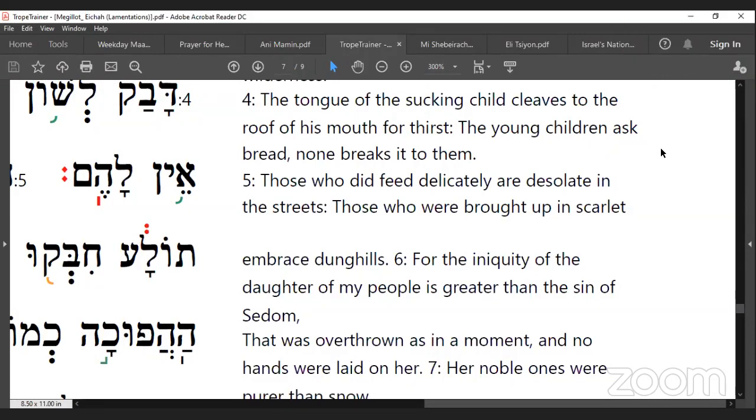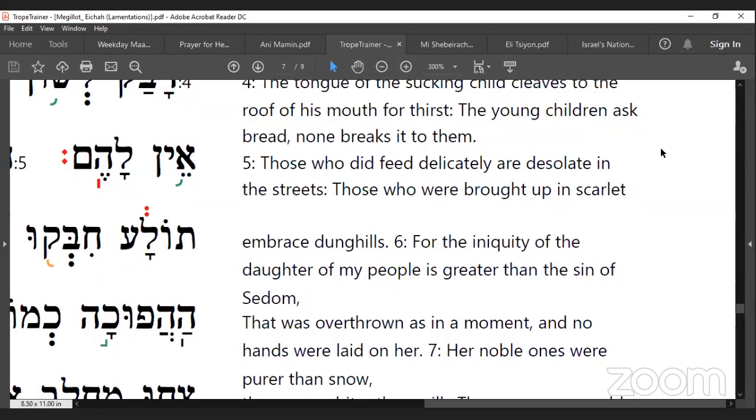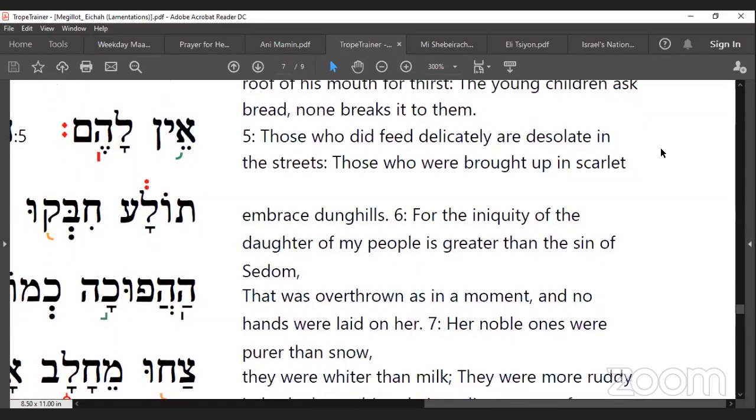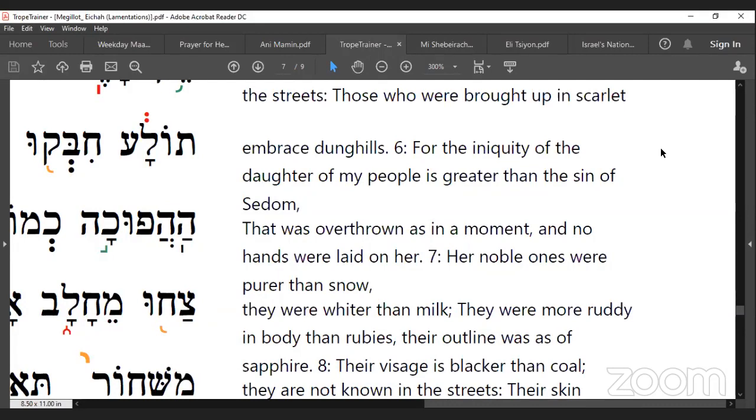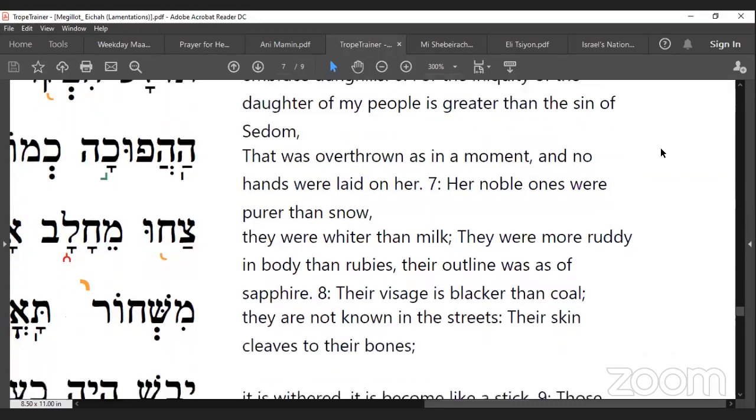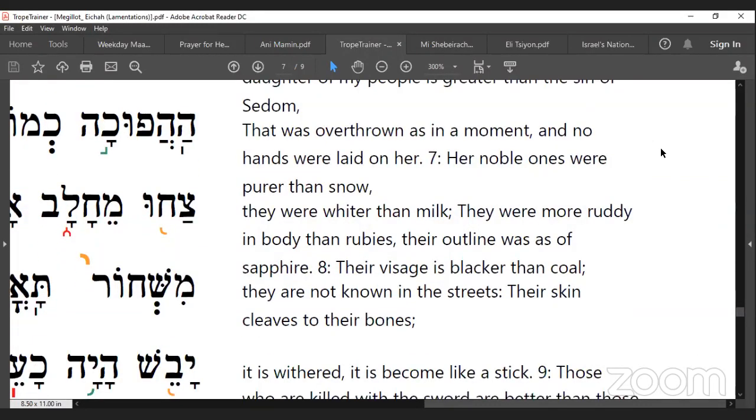The tongue of the suckling child cleaves to the roof of his mouth for thirst. The young children ask bread, none breaks it to them. Those who did feed delicately are desolate in the streets. Those who were brought up in scarlet embrace dunghills. For the iniquity of the daughter of my people is greater than the sin of Sodom, that was overthrown as in a moment, and no hands were laid on her. Her noble ones were purer than snow. They were whiter than milk. They were more ruddy in body than rubies. Their outline was as of sapphire. Their visage is blacker than coal. They are not known in the streets. Their skin cleaves to their bones.